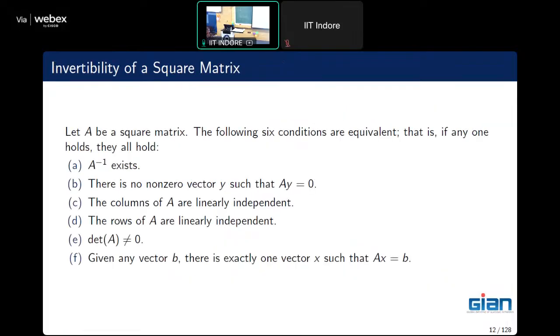Now these are the basic results about the inverse. You can write all these properties of the inverse. Either you can say A inverse exists, or there is no non-zero vector Y such that AY equal to 0. And the columns of A are linearly independent. Similarly, the rows of A are linearly independent, or you can say determinant of A is not equal to 0, and so on. So these are all equivalent conditions for the inverse of a matrix. Okay.